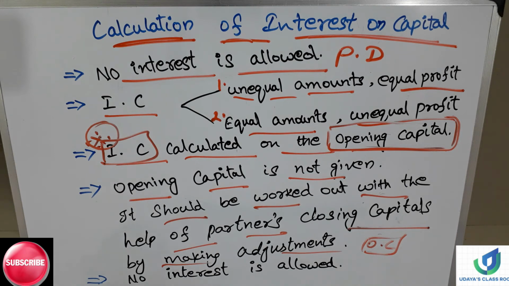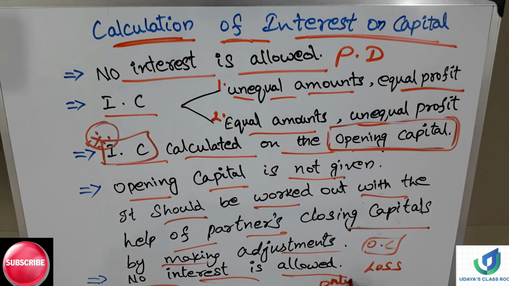And the last point is no interest is allowed. Again, why is no interest allowed? When the partnership deed is silent about interest on capital, we will not be giving any interest to the partners for their contribution. And again, no interest is allowed when the firm incurs a loss. At that time, the firm will not be giving any interest on the partners' capital.